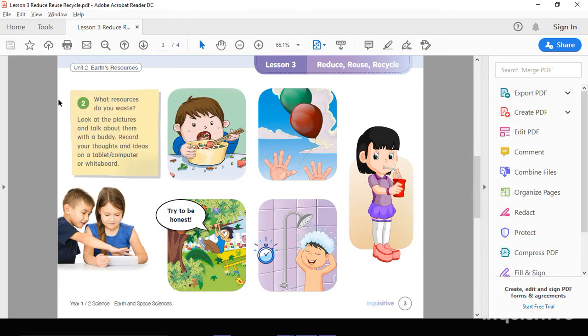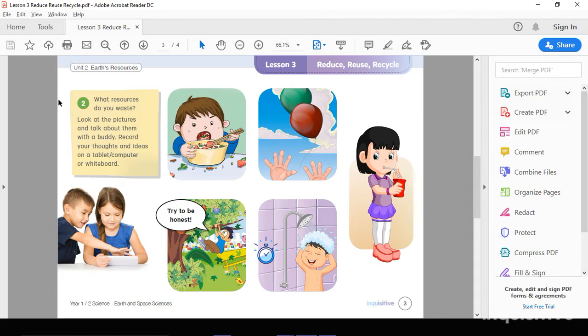So let's have a think. It's time for us to think about what resources we waste. So number 2, what resources do you waste? Look at the pictures and talk about them. Talk about them with a buddy. So again, you can talk about these with a parent, or maybe you can think about answers to these for yourself.